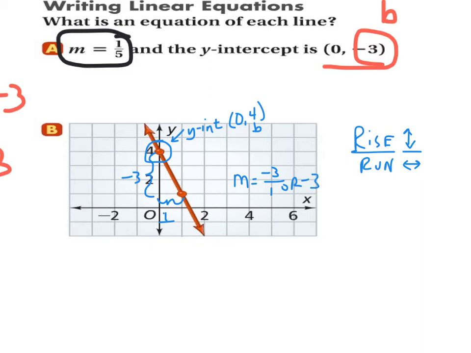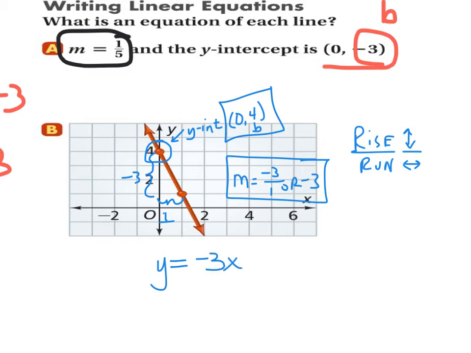I'm going to use this information just like I did in letter A, where I had a slope and a y-intercept. So my equation of this line is y equals my slope, which is -3, times x, plus my b value, which is 4. That's the equation in slope-intercept form. Again, y equals mx plus b.